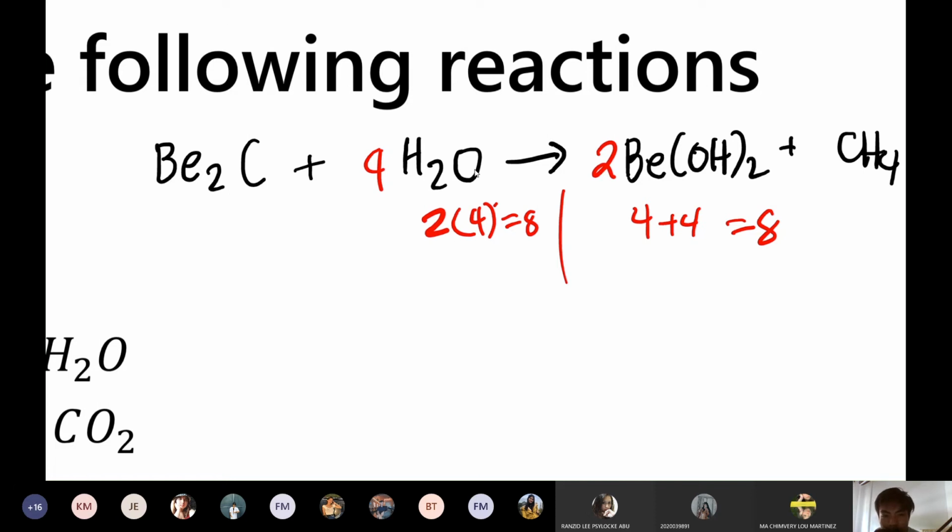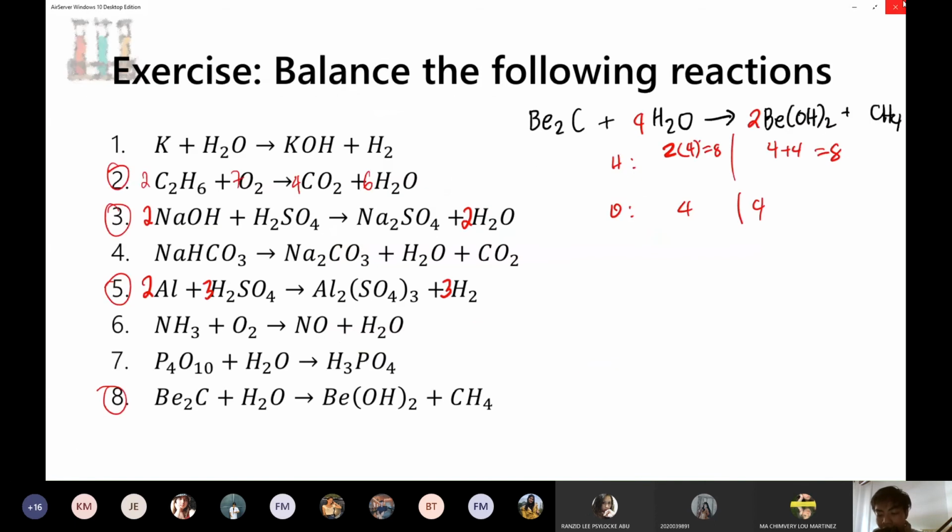So, this is 1 oxygen times 4. So, 4, syempre. On the product side, let's check kung 4 din. Kasi walang oxygen dito. Dito lang. So, this is 2 times 2. So, 4 din. Okay, balance na pala. Ganun lang yung pag-balance. Mukha siyang madali pag ako gumagawa. Pero hopefully, pag kayo gumawa, madali din. Dito yung 4, dito yung 2.